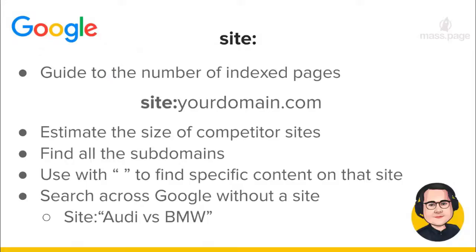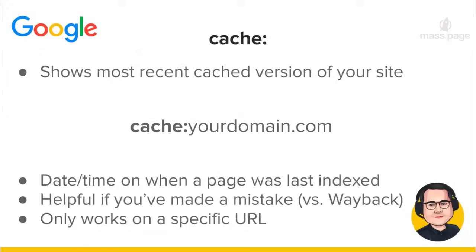So that's site. I think that's quite useful just to look at the site itself. Another one you can do is cache. Again, you might be familiar with this, but if you want to see the most recent cached version of a page, you do cache: and the page, and that'll tell you the last time that Google indexed and cached the page, which is quite useful just to get a feel for when pages are being indexed.